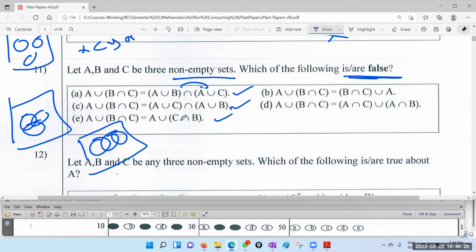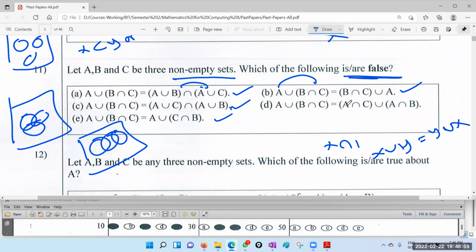Okay. What about this? A union (B intersection C). Again, they have swapped this. A they have taken there, and B intersection C they have taken here. So this must be true. This is one of the rules: X union Y is the same as Y union X. Right. So you have to think like blocks.